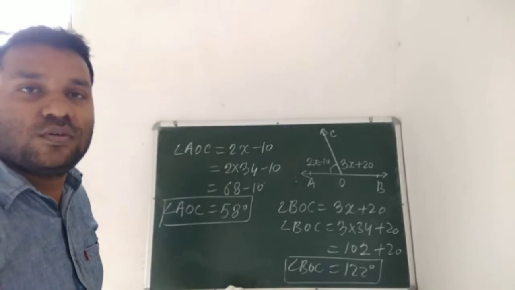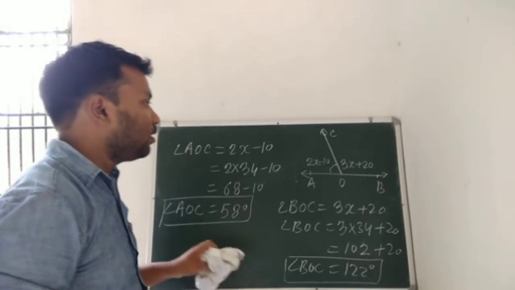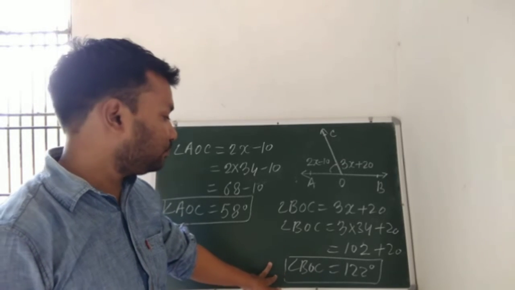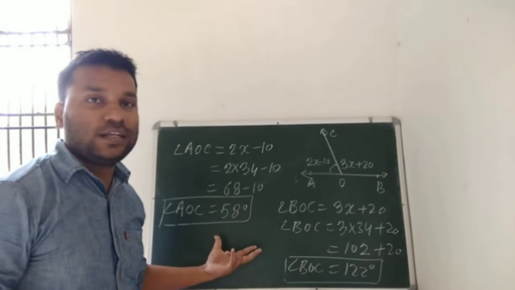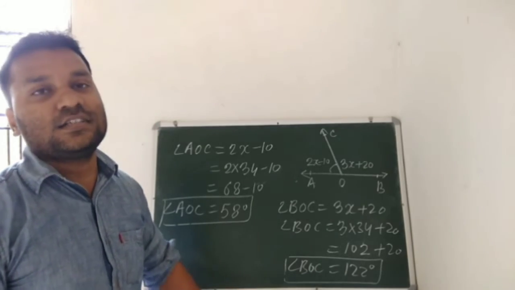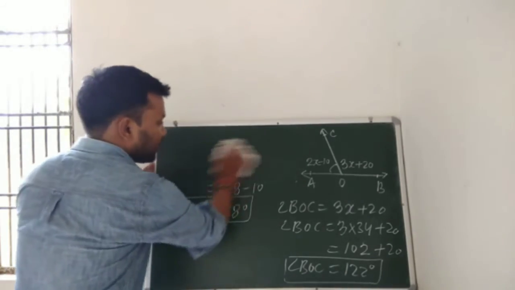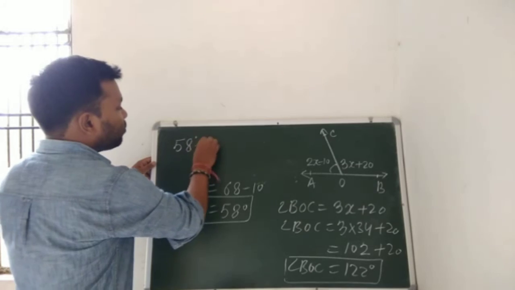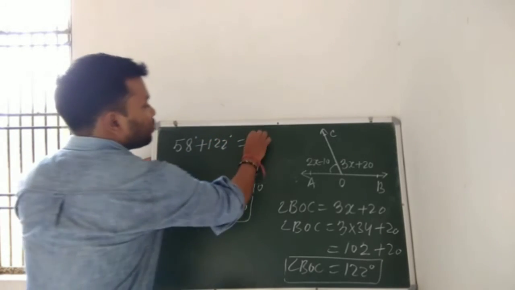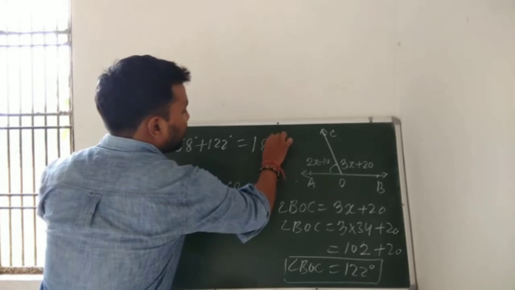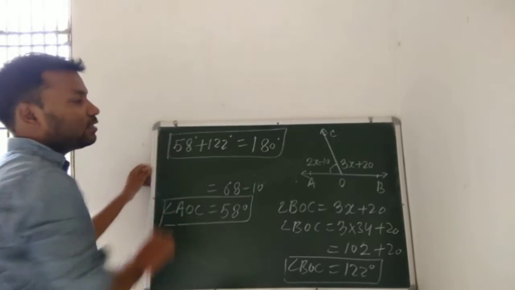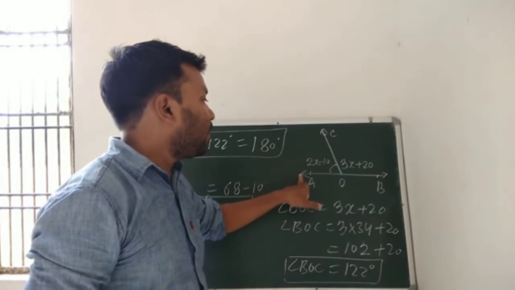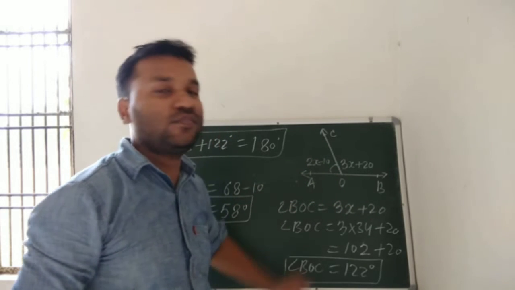Now it's time to verify whether our answers are correct or not. Because angle AOC and angle BOC are a linear pair, the sum of these angles must be 180 degrees. So let's check whether their sum is 180 or not. The value of angle AOC is 58 and the value of angle BOC is 122, and their sum is also 180 degrees. It means that our answer is correct. So this is how we have found out the value of angle AOC, angle BOC, and the value of variable x.